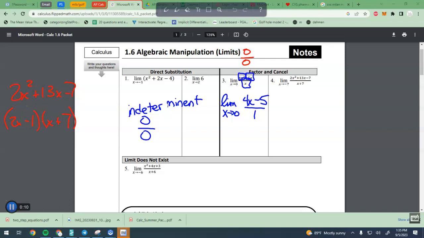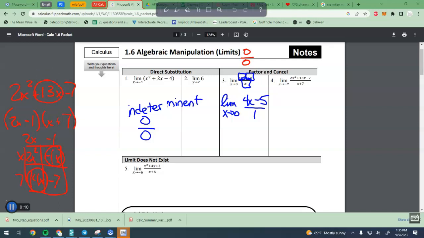Does that make sense how I did that? And then if I want to check it, you could FOIL, you could do boxes, but what you'll get is 2x squared minus 1x plus 14x. And then those two combine, and that's how you get your plus 13 there.